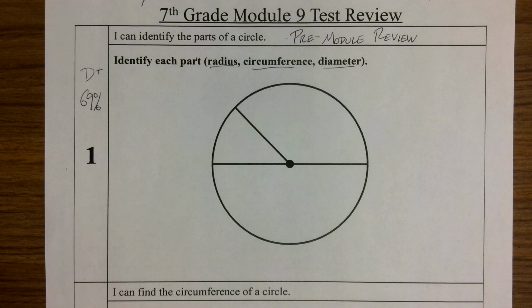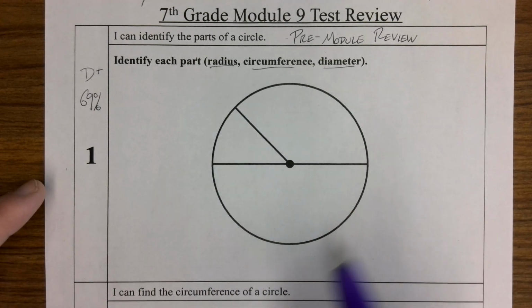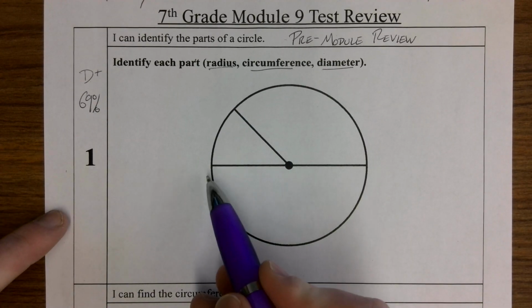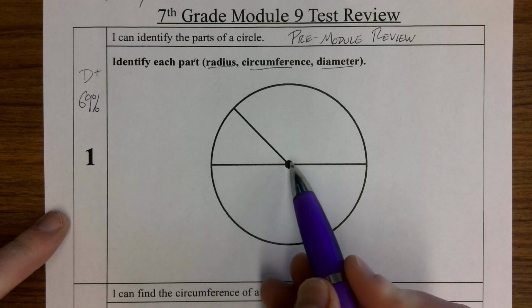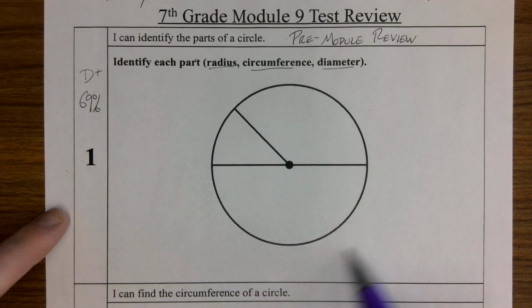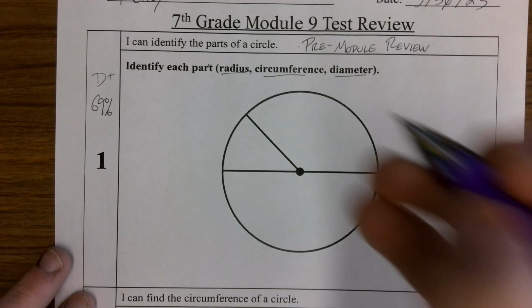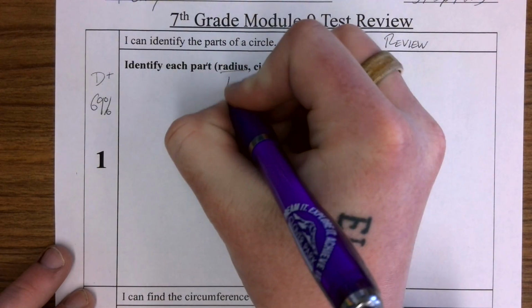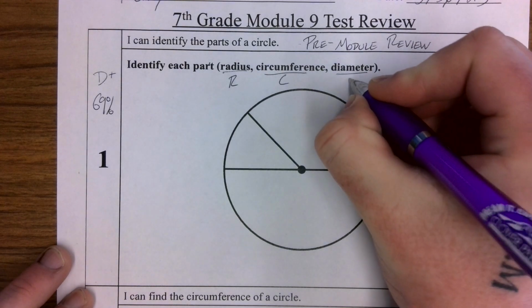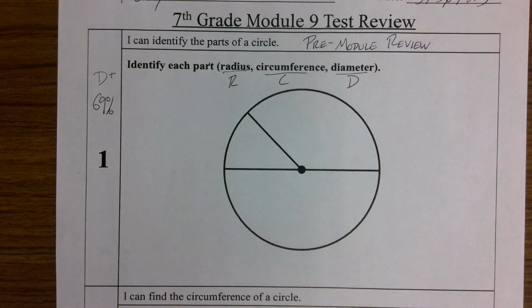I'm not going to label these for you because I want you to look at your notes. But those are the 3 things they're going to be labeling on this diagram here. So remember, you've got 1, 2, 3 components to label. You could even just do the first letter. You could just do R for radius, C for circumference, and D for diameter. If you don't want to write it all out, that is fine.